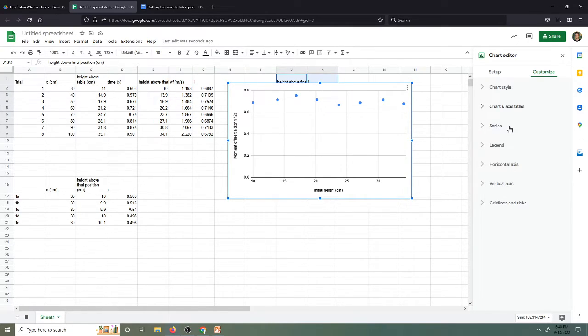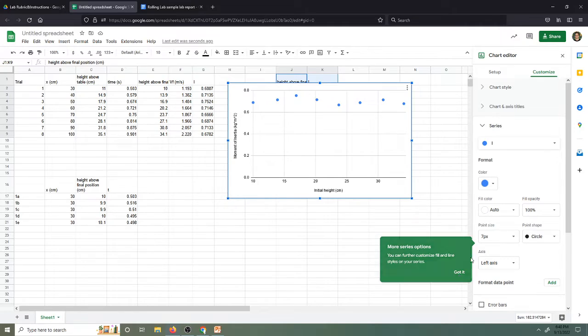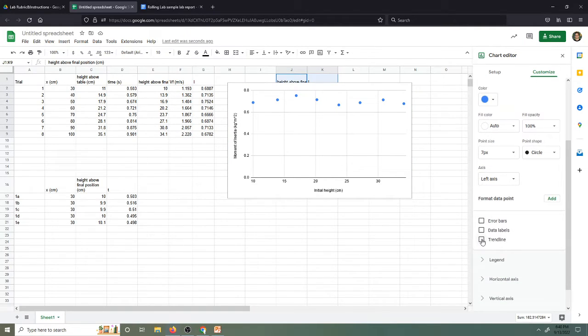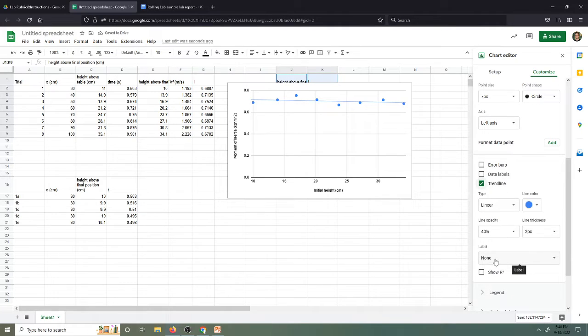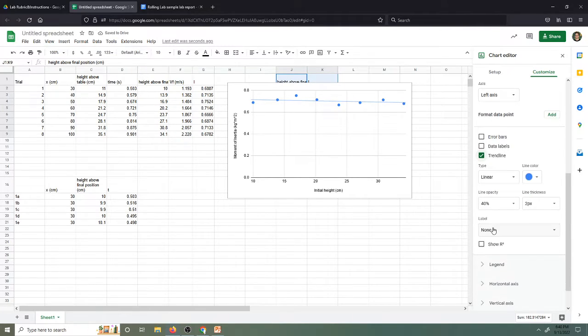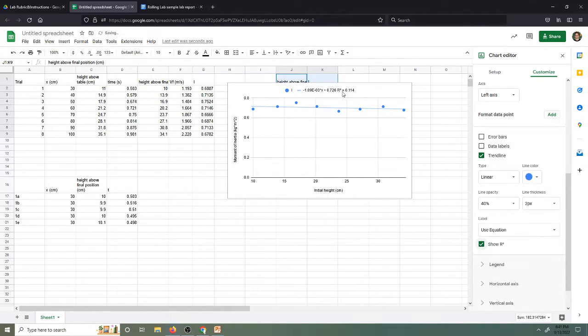So we're going to go to series. Got it. Scroll down. You're going to add a trend line. It should be linear. But the only other things you're going to change: the label to use equation, and you're going to check show r squared. All right. This r squared is 0.114. That's really low. That confirms what we thought before, which is that the two variables do not affect each other.